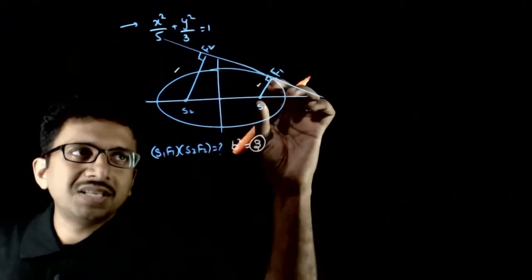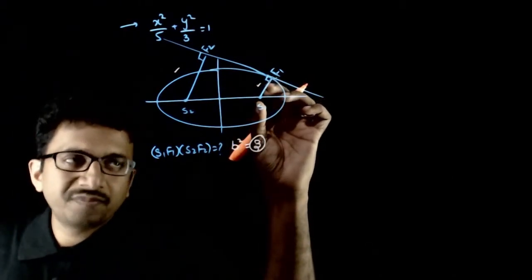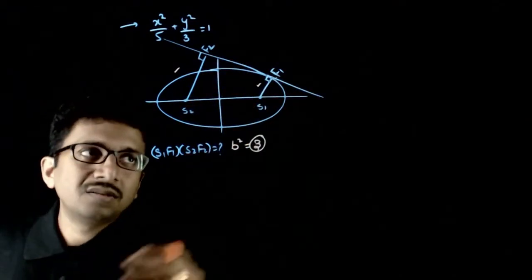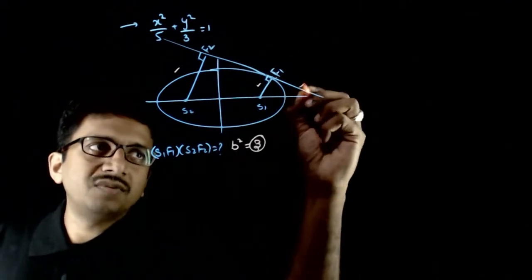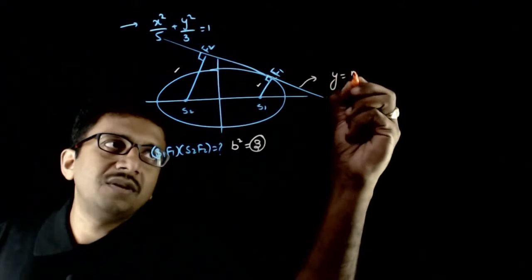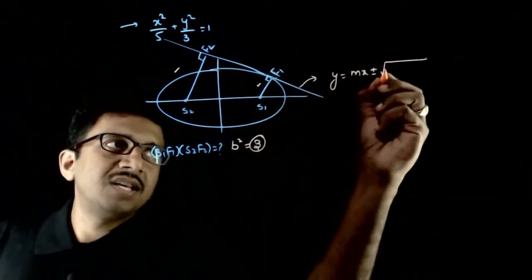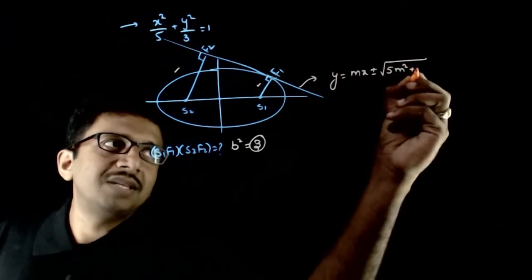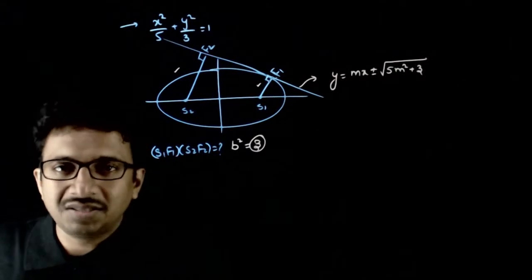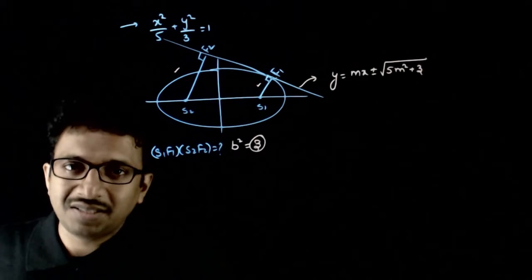You just need to find the product of the perpendicular distances S1 F1 and S2 F2. So for that, if you want to derive this, we take a general tangent. The general tangent to this ellipse is of the form y is equal to mx plus or minus root of a square m square plus b square, that is 5m square plus 3. So that's the equation of the general tangent.